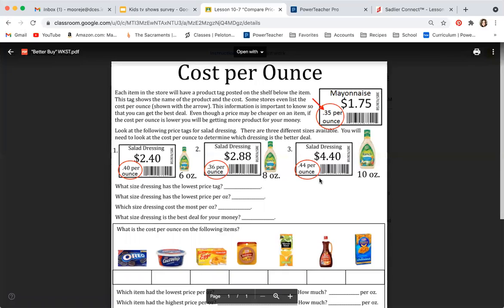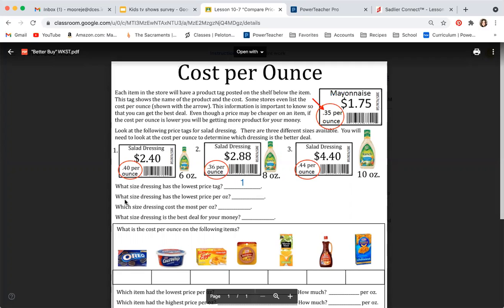So look at these 3 different sizes of salad dressing. Number 1, number 2, number 3. Look at those 3 options. What size of dressing has the lowest price? Number 1, 2, or 3? Number 1 has the lowest price. Would you agree? Right. Yeah. It has the lowest price. So on this line, please just write a number 1. We're just going to put number 1.